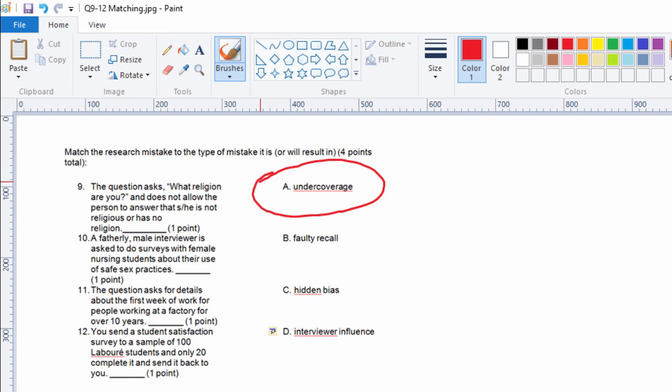dissatisfied. All right, well, that's the end of Chapter 1 quiz prep. I hope you're all prepared for the quiz and good luck.